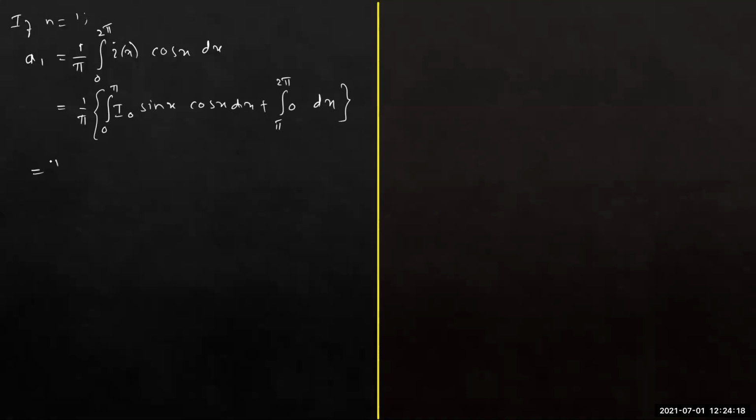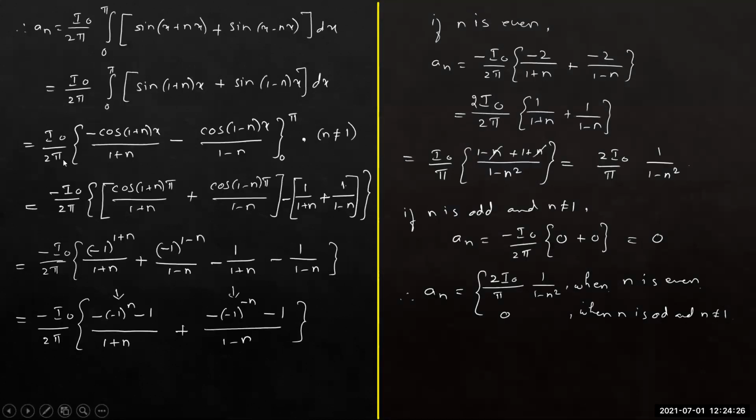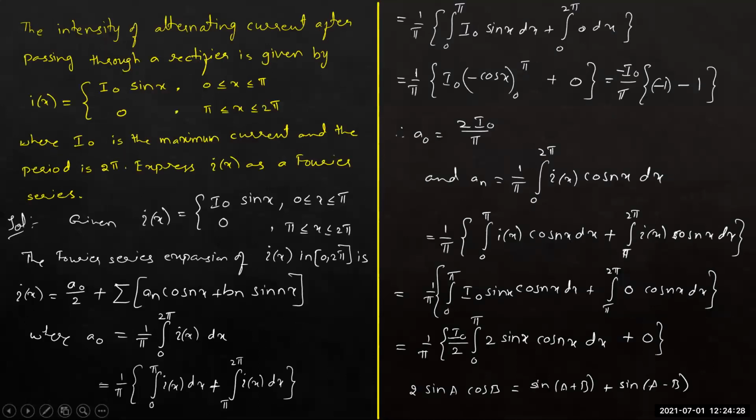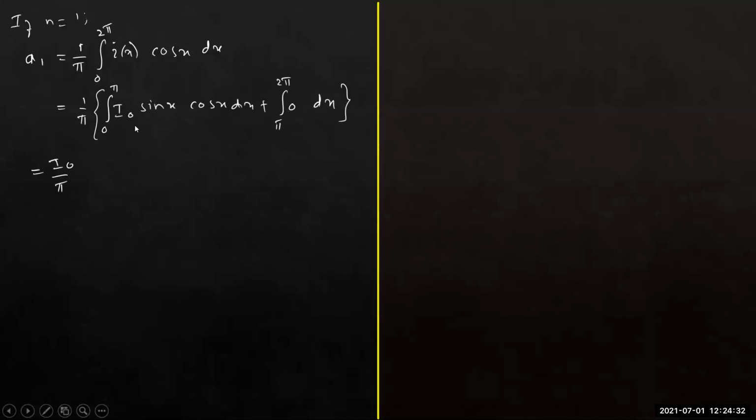It is equal to, you can bring I naught out of that, I naught by pi into... We can also do one thing. As we did while calculating a naught, we multiplied and divided by 2. In a very similar way, I'm also multiplying and dividing it by 2 here. So we'll get I naught by 2 pi into the integration from 0 to pi of 2 sin x cos x.